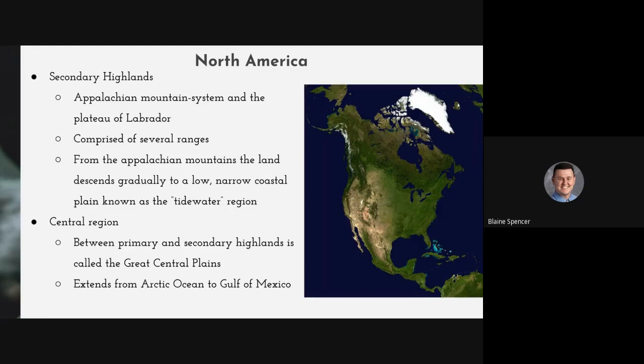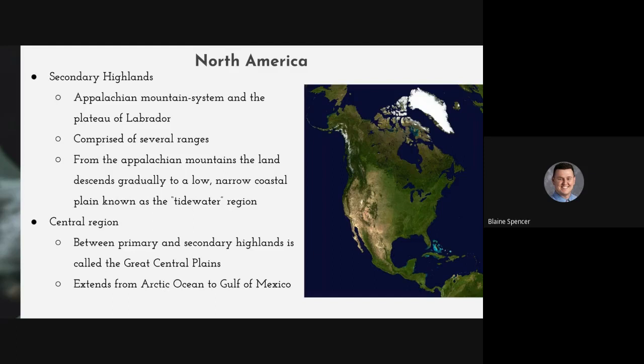And so the central region is where, if you read that first bullet point, it's in between the primary and the secondary. It's right here, in this general area, in this middle right here. And it's called the Great Central Plains. It starts up here in Canada and works its way all the way down to parts of Mexico right here. So we see this central area.